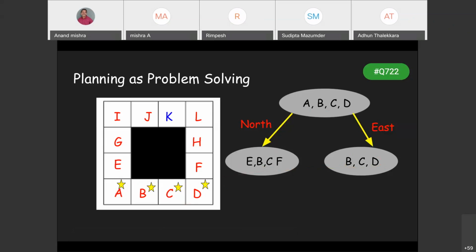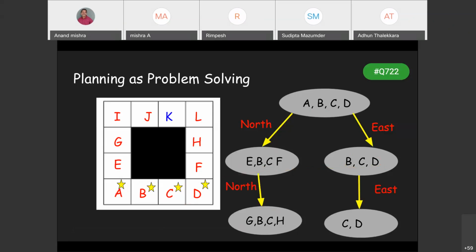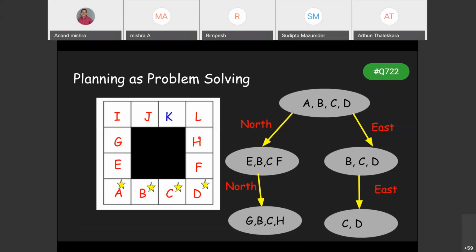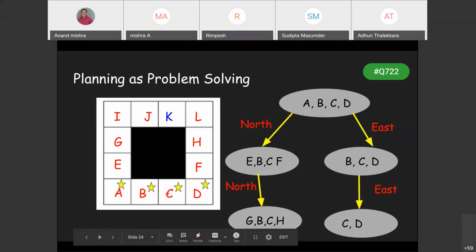And then I can keep expanding this. In the next slide, I can keep expanding, let's say, EBCF. What I can do is again move north or again move east, all operations. I'm not writing it here, but you can make a very large tree, where from E I can move to G, F I can move to H, but BC will remain the same, because BC I cannot really move to north.